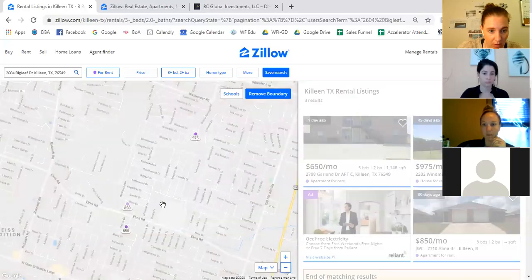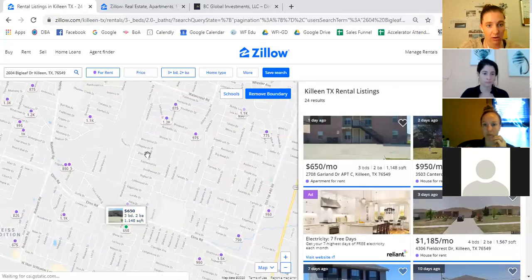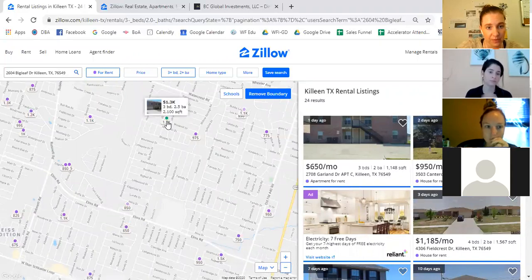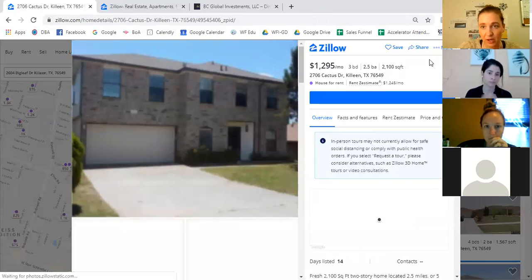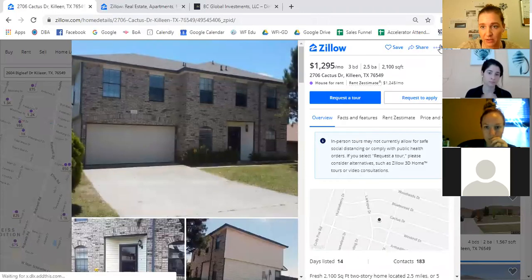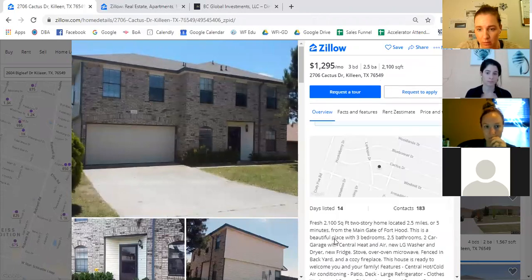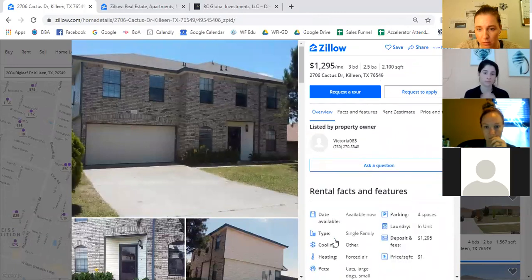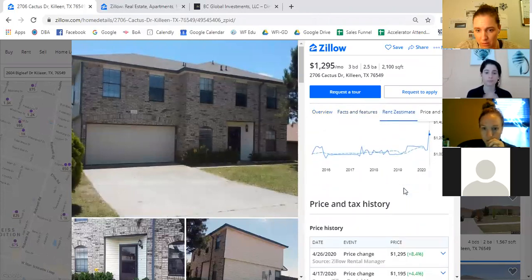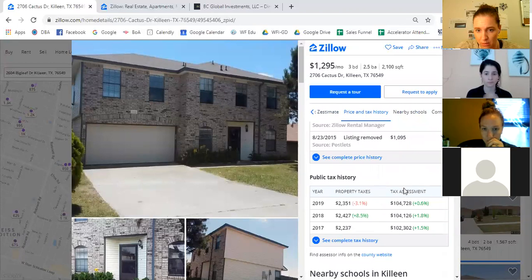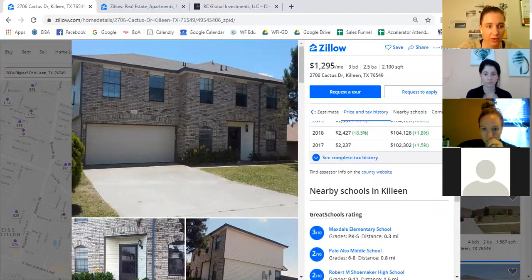I'm not seeing much here. All right, so we've got a couple. So this one here is a 3-bed, 2.5 bath, 2,100 square feet. So it's bigger, but it only has 3 beds. Remember that ours has 4. So this is $1,295 a month. Let's see when this was built. I'm not sure when this one was built, but this one looks okay.